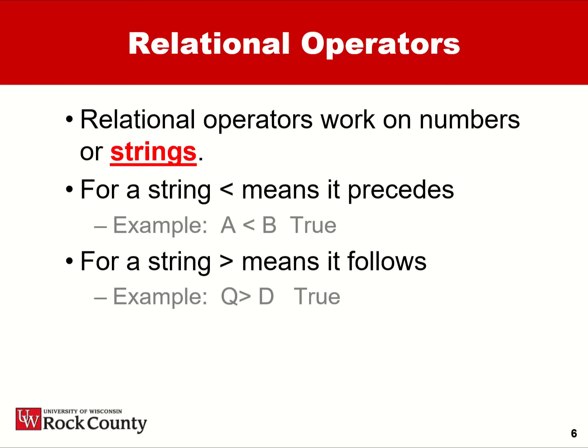These relational operators work not only on numbers, but they also work on strings. And strings, remember, is text, right? It's text. And this is very important to remember. For an example, here's a string. If it's less than, it means it precedes it. So is A less than B in the alphabet? Yes, it is. So this would be true.